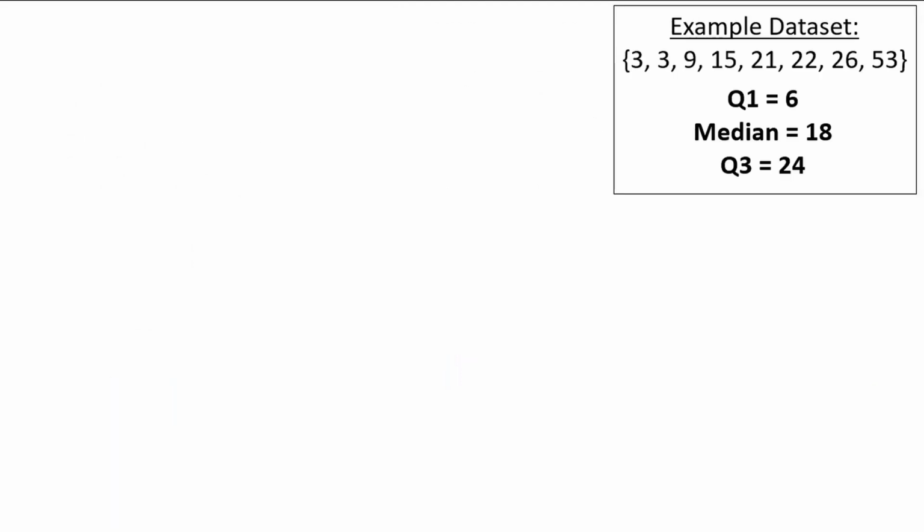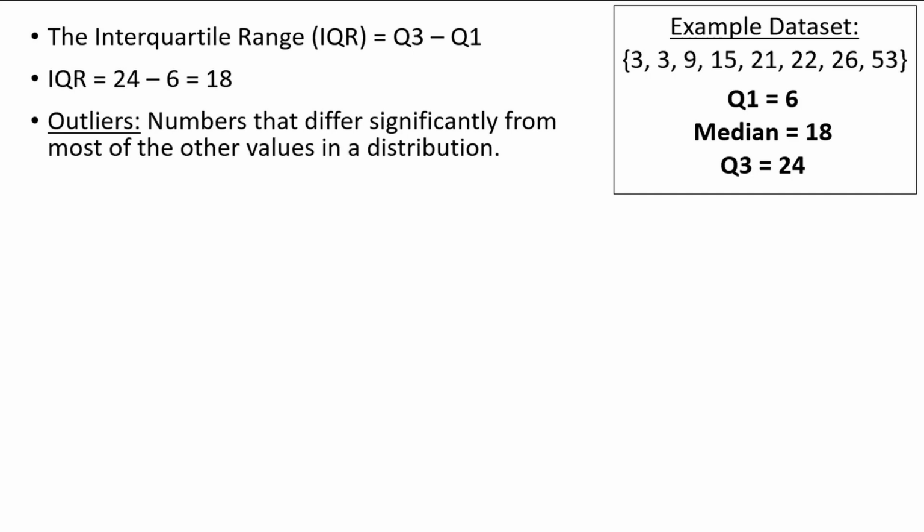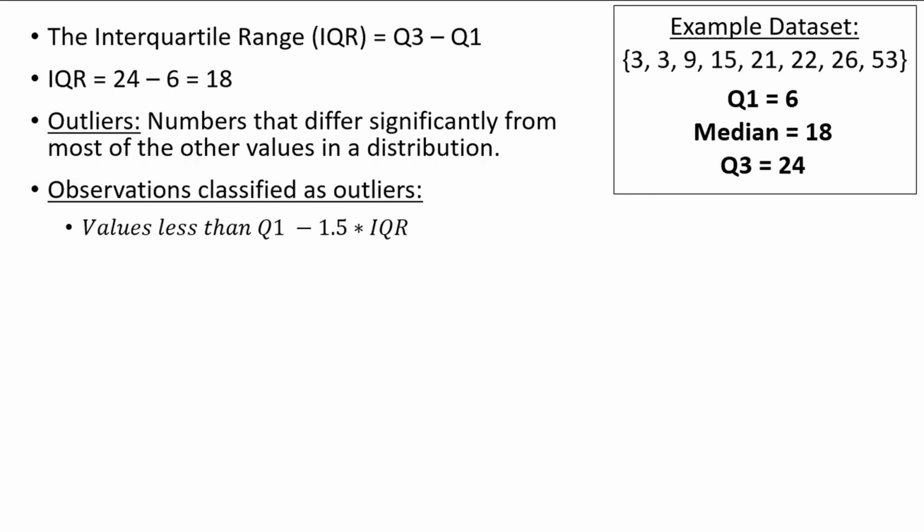Another common number that we calculate is what is called the interquartile range, which is simply the third quartile minus the first quartile. In our case, we have 24 minus 6, which is equal to 18. The interquartile range is often used to help determine outliers, which are numbers that differ significantly from most of the other values in a distribution. There is no universally accepted approach to identifying outliers, but one approach labels an outlier as any value that's less than Q1 minus 1.5 times IQR, or any value greater than Q3 plus 1.5 times IQR.